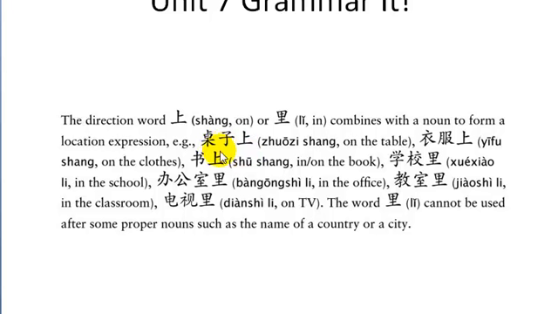桌子上, on the table. 衣服上, on the clothes. 书上, in or on the book. 学校里, in the school. 办公室里, in the office. 教室里, in the classroom. 电视里, on the TV. The word li cannot be used after some proper nouns, such as the name of a country or a city.